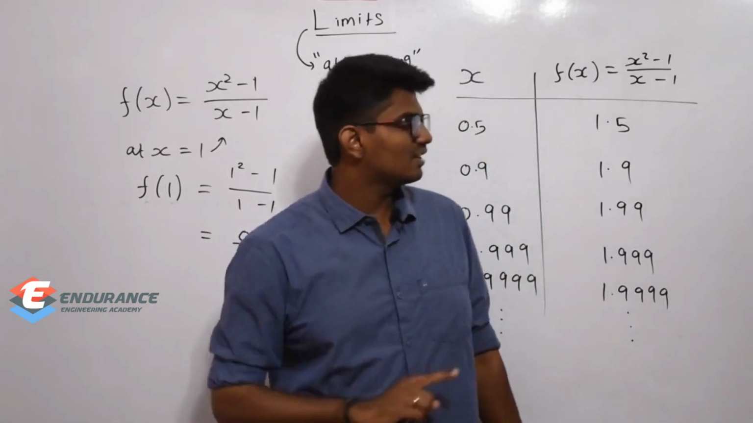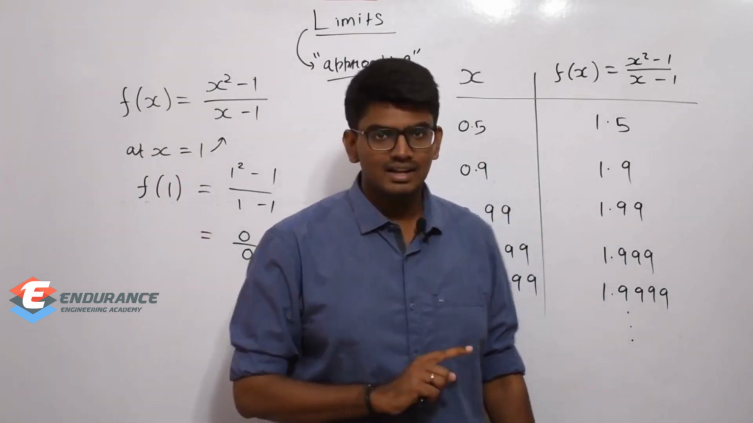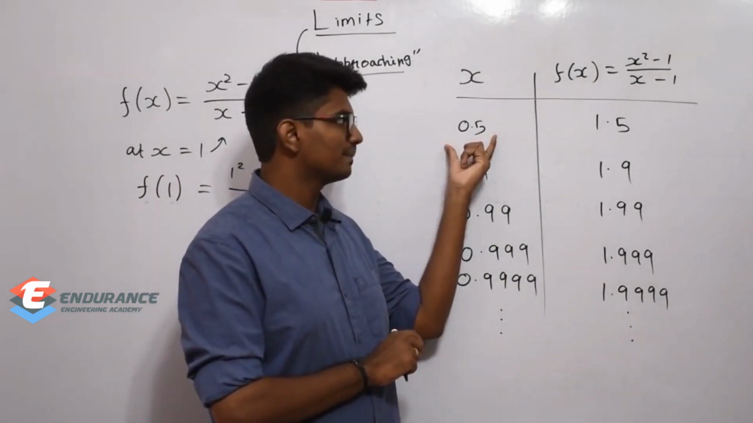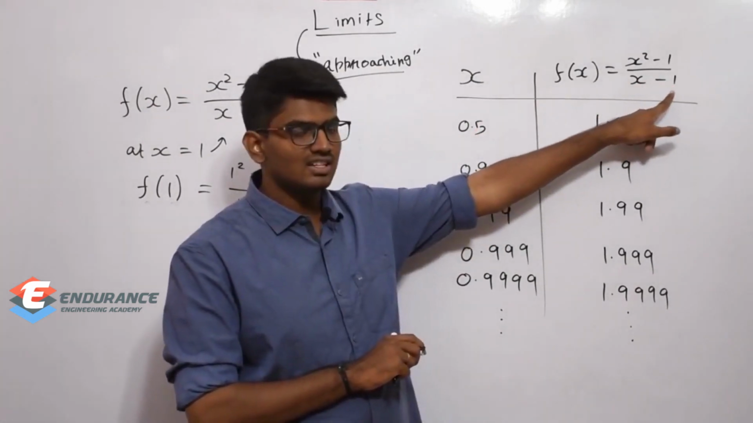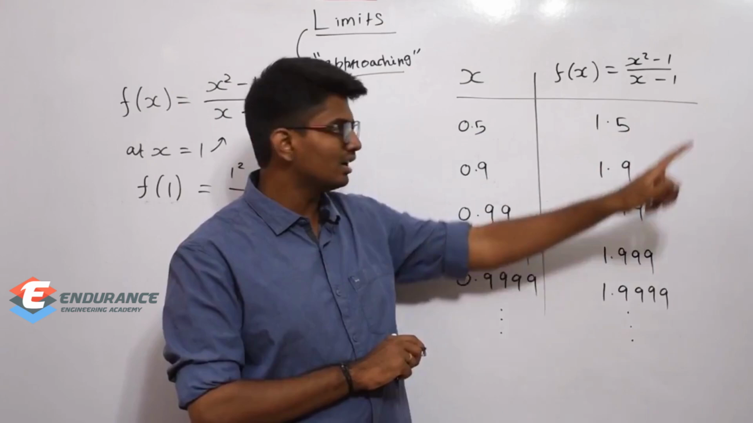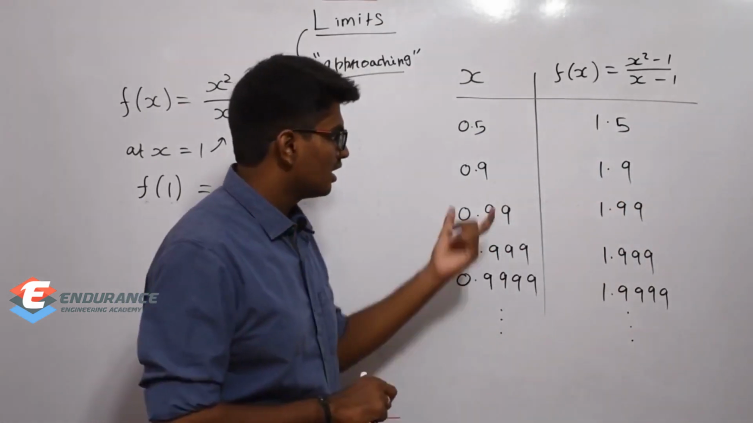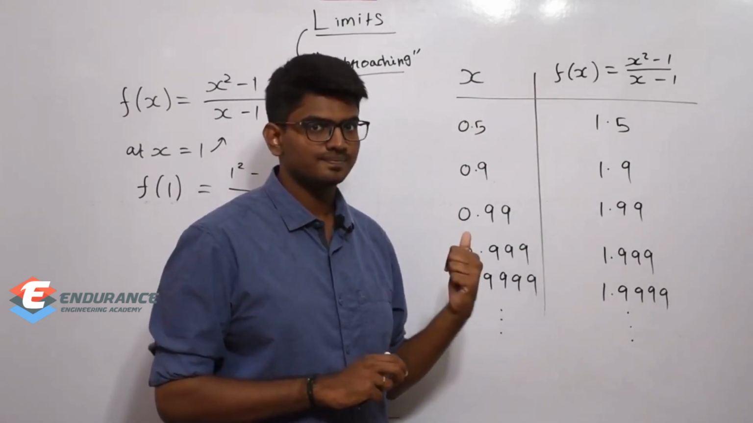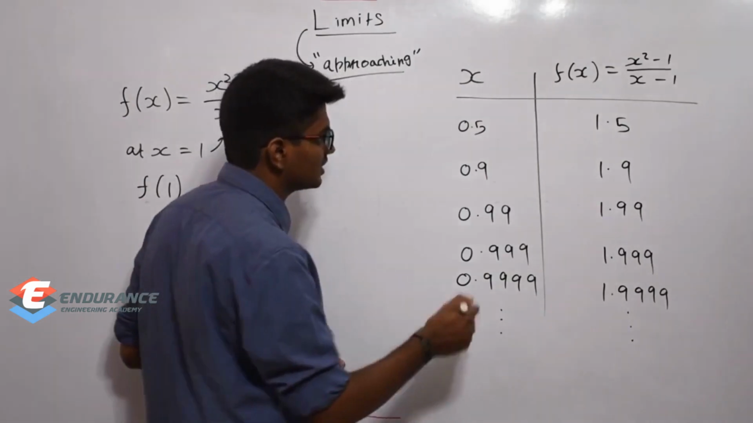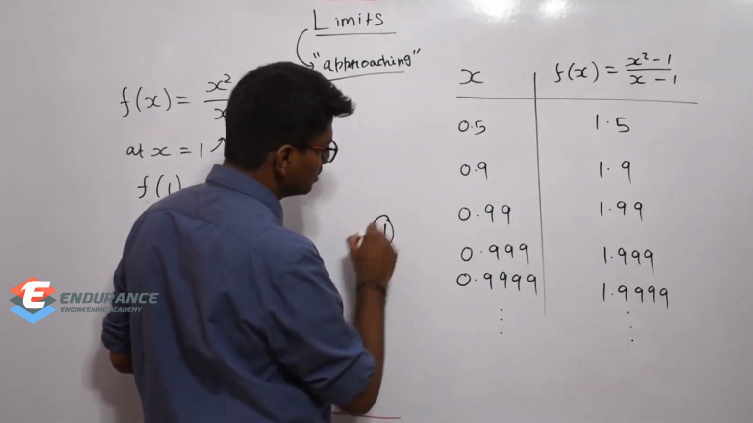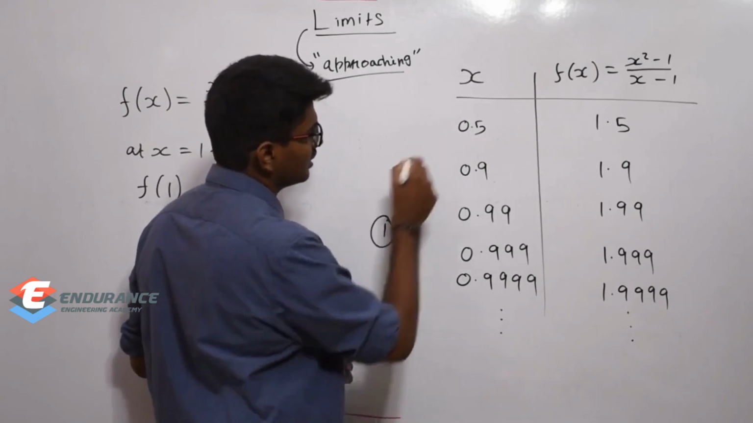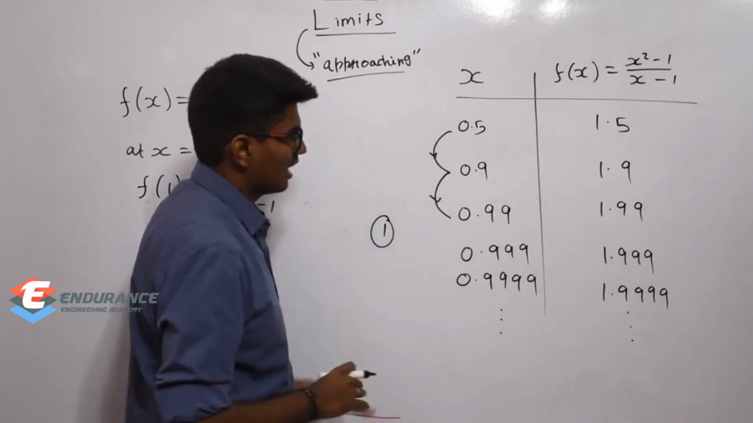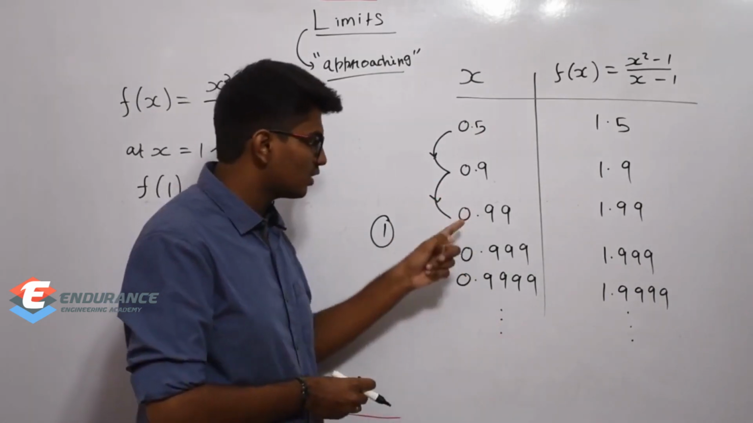For example, I gave an example here, the same example I did in the case of the limits method. Initially I took x equal to 0.5, and when I substitute 0.5 in our equation f of x equal to x square minus 1 by x minus 1, I am getting 1.5. If I substitute 0.9 in our equation, I am getting 1.9, and I am now approaching closer. Initially 1 is my value. I am approaching from 0.5 to 1. From 0.5 I reached 0.9. Now from 0.9 I am reaching 0.99. I am approaching closer and closer to 1.